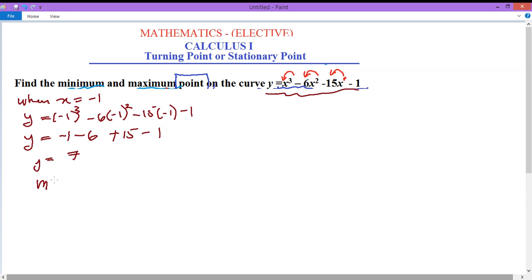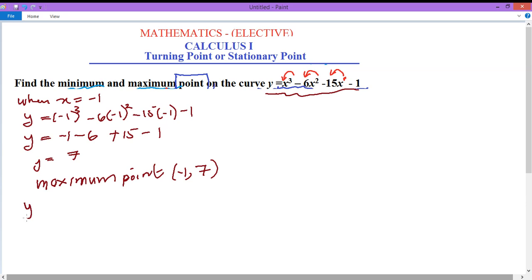So maximum point. Remember we said at x is equal to -1, the graph is maximum. And our maximum point is -1 for the x, 7 for y.